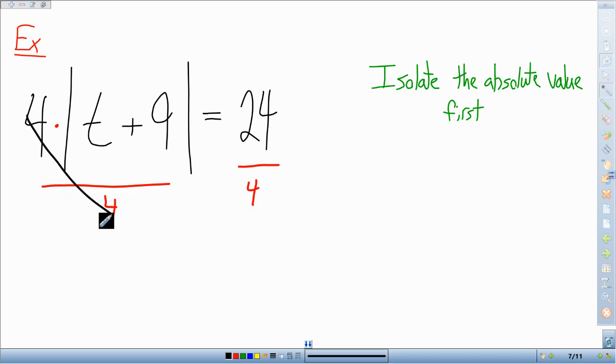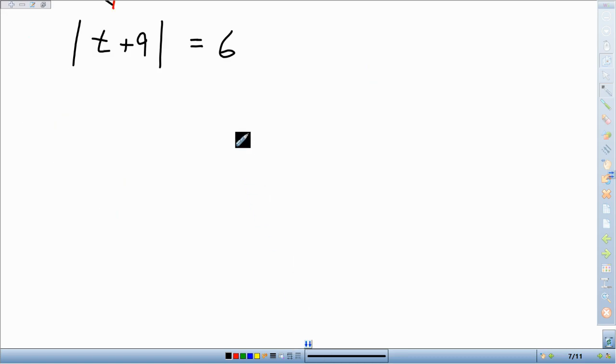Okay, now it's gone. We have the absolute value of t plus 9. Don't forget those absolute value bars. They're still there. Okay, over on the right, 24 divided by 4 looks like we have a 6. Now that we have our absolute value isolated, we can go ahead and split it into the two equations. So I know that t plus 9 is going to equal a positive 6, or t plus 9 is going to equal a negative 6.